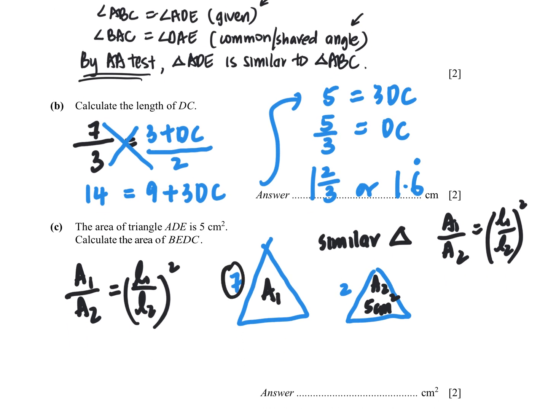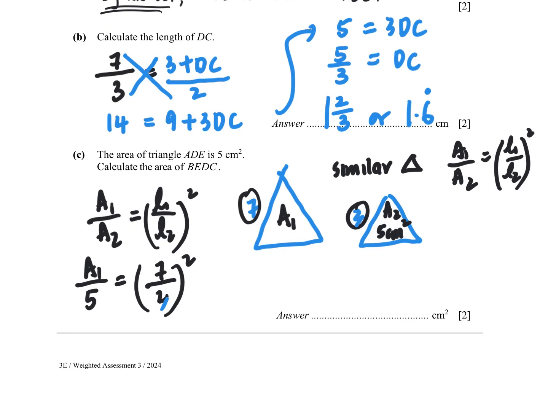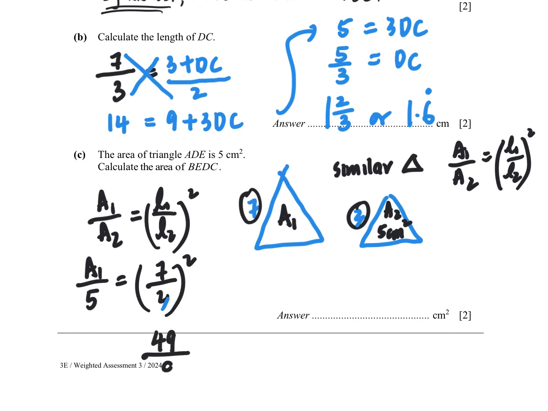So this length is 7. This length is 2. And then you square it. I don't know A1, but I know A2 is 5. It's 3. Okay? So with that, if you square both sides, this will be 49. This will be 9. So to find A1, you just cross multiply. So A1 is 49 over 9 times 5.